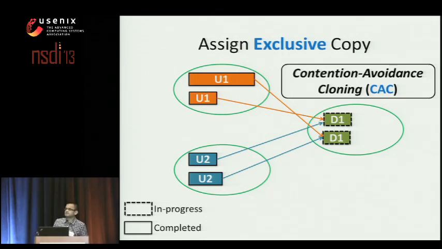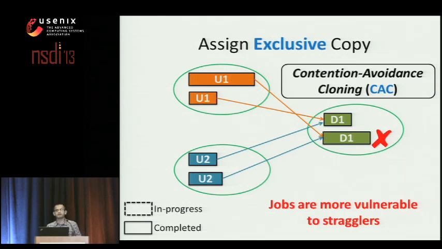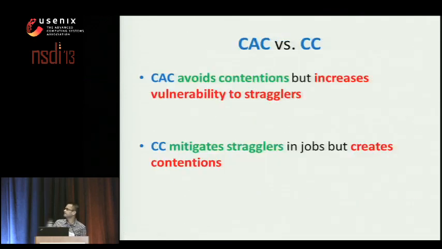But surely, since we've disadvantaged one of the clones, the job is just much more vulnerable to stragglers. Or in other words, the benefit of cloning is much reduced anyway. So what we've seen in terms of avoiding intermediate data contention is those two extremes: contention avoidance cloning and contention cloning. One of them avoided contention, but made the job much more vulnerable to stragglers. The other one did not really make any of the tasks disadvantaged, but caused contention in reading the intermediate data.